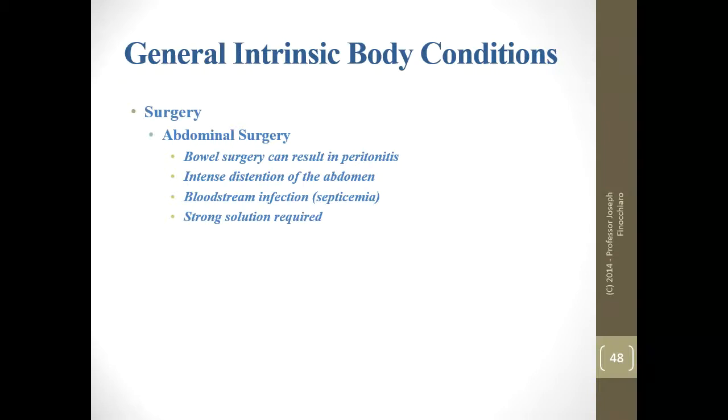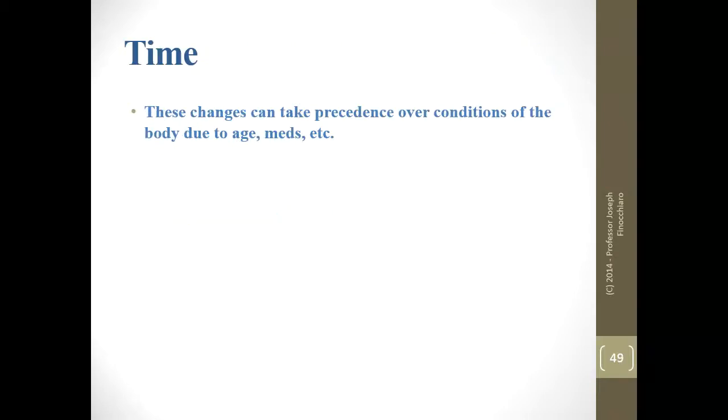Abdominal surgery. Bowel surgery can result in peritonitis, intense distension of the abdomen, bloodstream infection, septicemia, which means increased clotting factors. Okay, blood is going to be clumpy. Strong solution going to be required. You're going to have to deal with a lot of these problems by jacking up your percentage, if not your index.